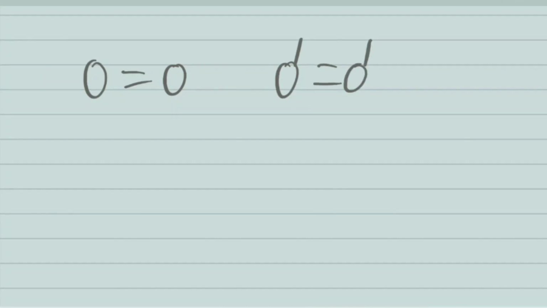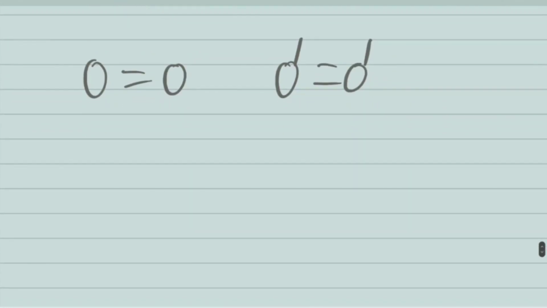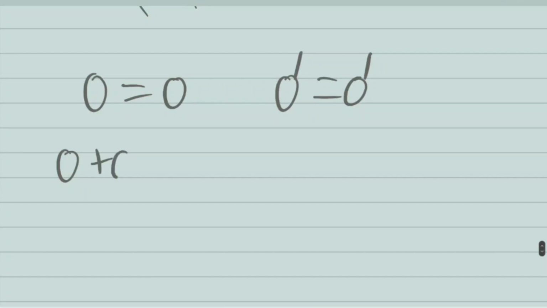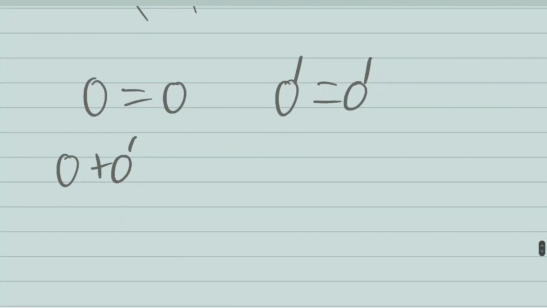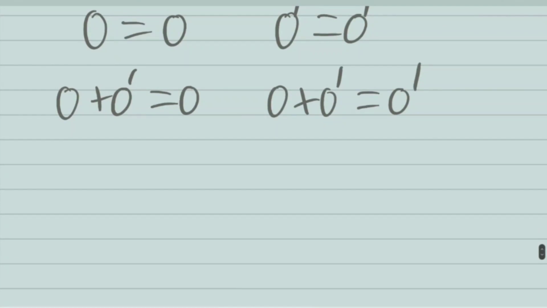We know that 0 equals 0, and we know 0 prime equals 0 prime. And because they're both additive identities, we can add them to either side of the equation without changing the value of the side that it's on. So we can add this additive identity prime to the initial additive identity, and we will get the initial additive identity. And also we can add our first additive identity to the additive identity prime and get the value of the additive identity prime.